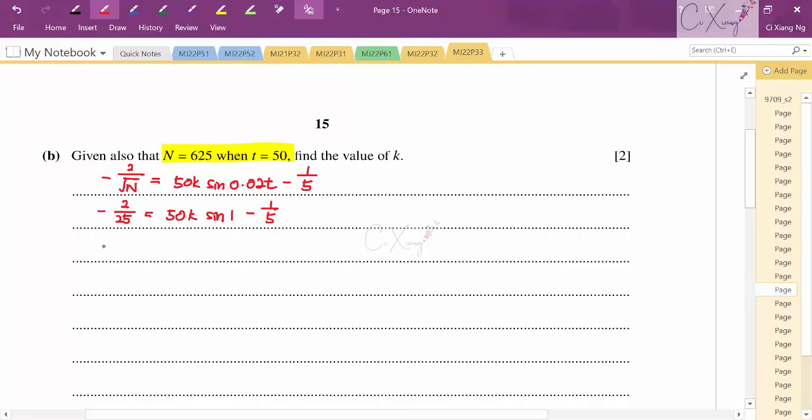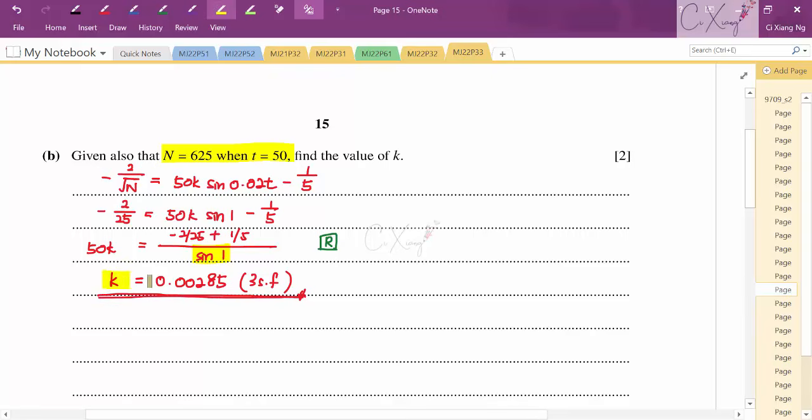To get the k, basically what I need to do is bring all the terms over, divided by sine 1. Okay, so please take note that because we have this sine 1 here, the 1 is actually measured in the unit of radian. So to ease the process of calculation, your calculator can be set to radian mode. All right. Then after that, you bring over the 50 and try to get the value of k. You'll get a very long value for the k, but if I cut it short into 3 significant figures, then the answer will be equal to 0.00285. So this is how we obtain the value of k by just substituting the answer into our equation.